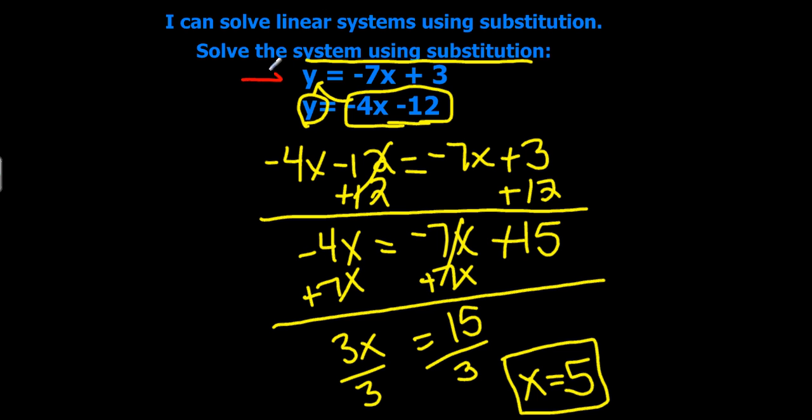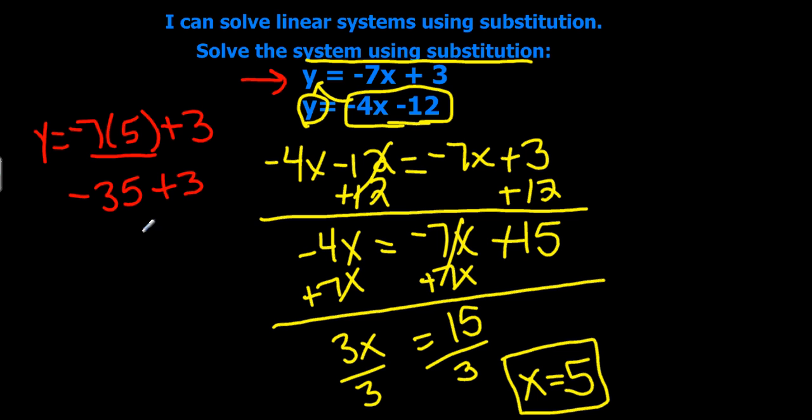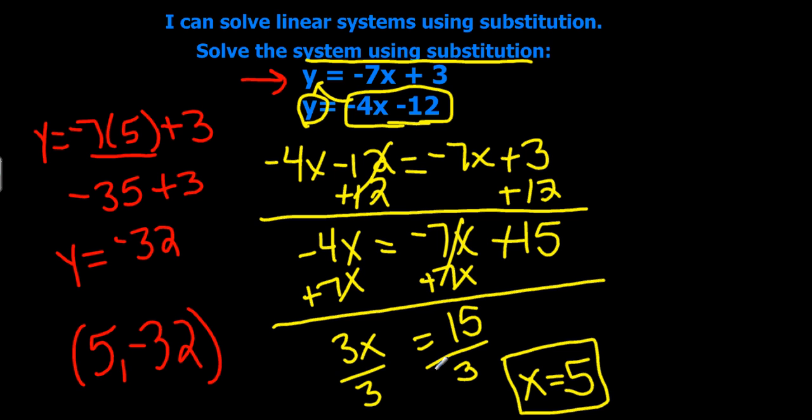So if in this equation x is 5, then y equals negative 7 times 5 plus 3. Negative 7 times 5 gives me negative 35, plus 3 would give me negative 32. So my solution to my system, I think, should be 5, negative 32. But I'm going to double check by filling my 5 in to my second equation as well.